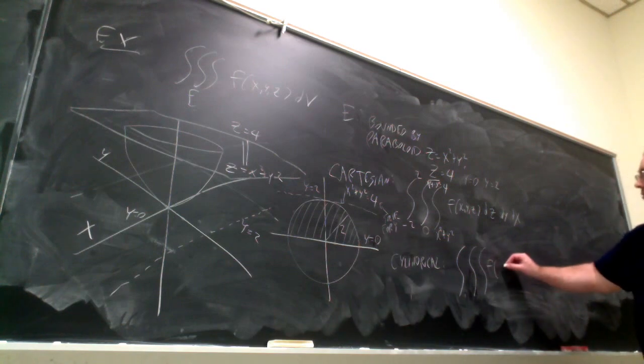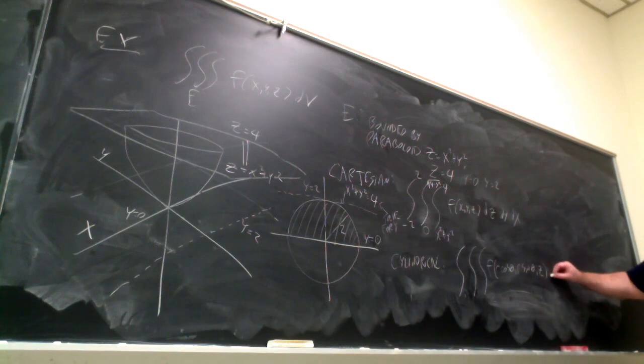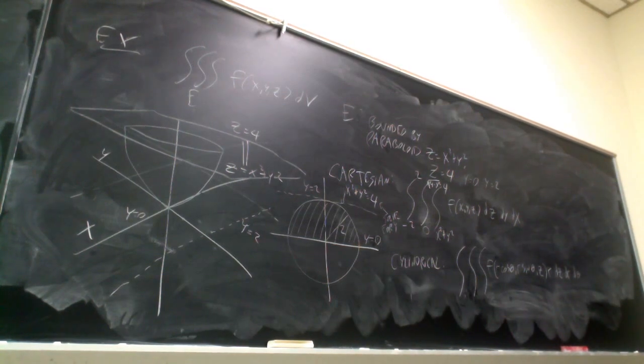So you'll be substituting x as r cosine theta, y as r sine theta, and z remains z. And then you have your extra factor, r dz dr d theta. So what would the limits be, for instance, for theta?